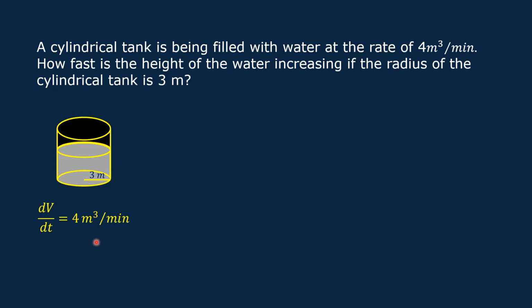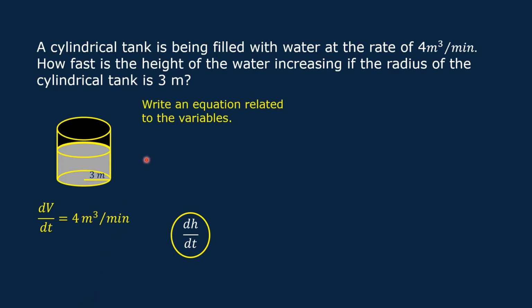We are going to find out how fast the height of the water is increasing if the radius of the cylindrical tank is 3 meters. So we are going to solve for dH over dt. We are going to write an equation related to the variables. And the equation related to the variables is the formula for finding the volume of a cylinder. And this formula is V is equal to pi r squared h.